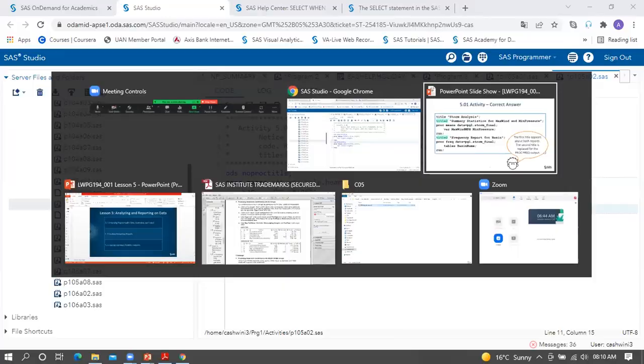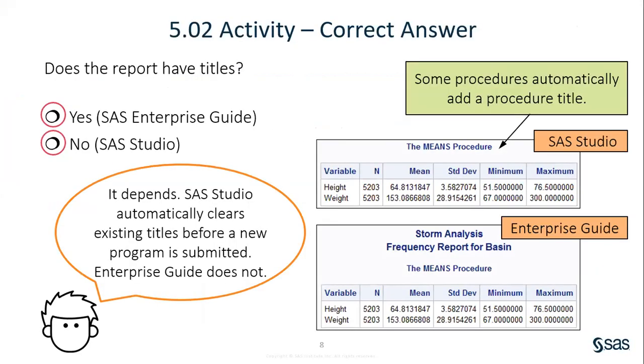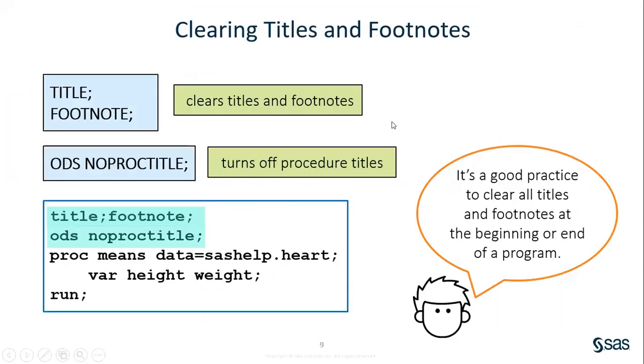So this activity we had done. So we had seen this also. By default, the effects of your previous proc titles are nullified in SAS Studio, but it's not the case with Enterprise Guide. So you should always have a habit to nullify your previous proc titles with the null title statement. All right, so that's what it's telling.